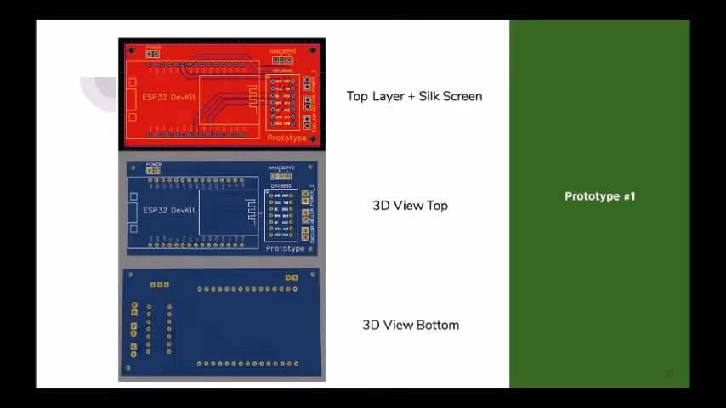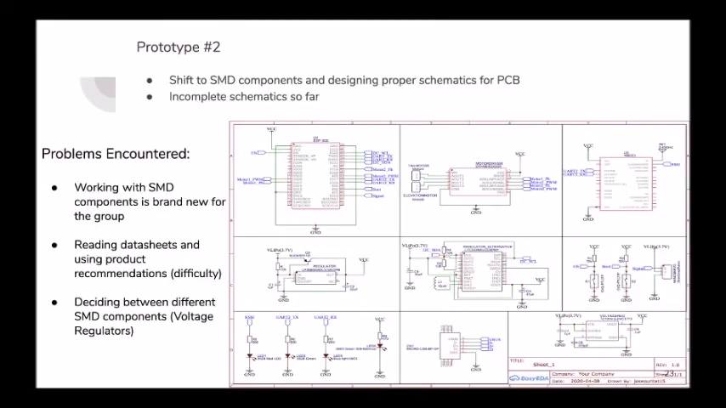Here we have a top layer and silk screen, as well as a top and bottom 3D view of our PCB. So for prototype number 2, we have made a shift to surface mount devices and started designing proper schematics. At the moment, these schematics are incomplete, however.